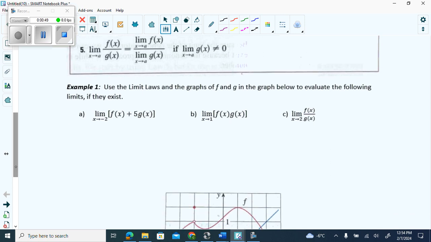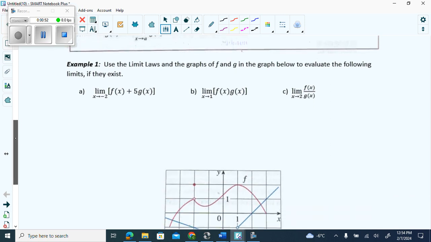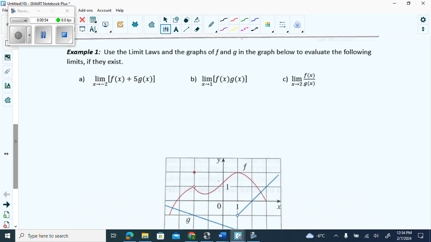So we're going to use the limit laws and the graphs of f and g below to evaluate the following limits if they exist. We can do these separately if we want to use those limit laws. We can go the limit as x approaches -2 of f of x. And then we can add the next one, but if you see here, this is a constant function. We can either leave it in there and multiply it by g of x, or we can completely pull it out in front and find the limit as x approaches -2 of g of x.